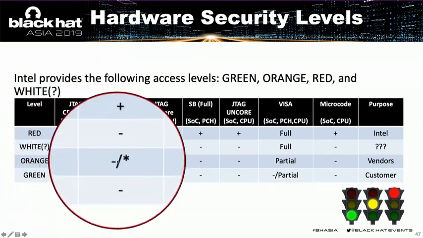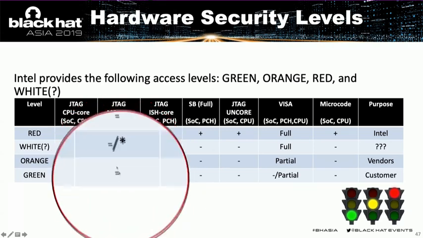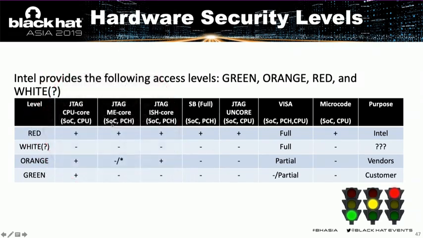You haven't access to JTAG core and ICH core, sideband, microcode, of course. It's only for market. And the second level is orange unlock. It means that it's unlocked for vendors, and you have access to a reduced set of signals like ICH, GPO devices, and some other.